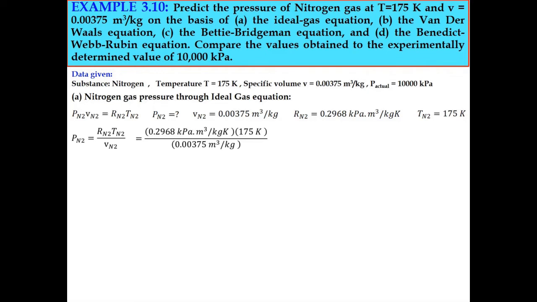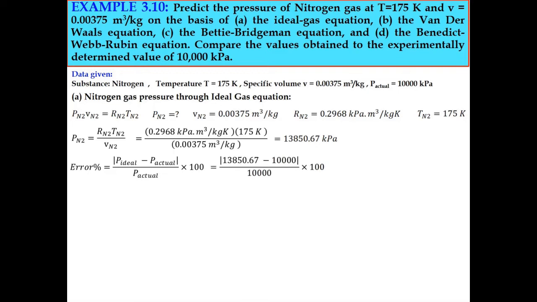So just substitute all the values that we have. The pressure for the nitrogen gas is 13850.67 kilopascal. Now compare with the actual value of the nitrogen pressure based on the experiment, by using the error percentage equation. Error percentage equals P ideal minus P actual, divided by P actual, multiplied by 100. Substituting the value of P obtained from the ideal gas equation and the actual one, we get an error of around 38.5%. So the error is quite high.